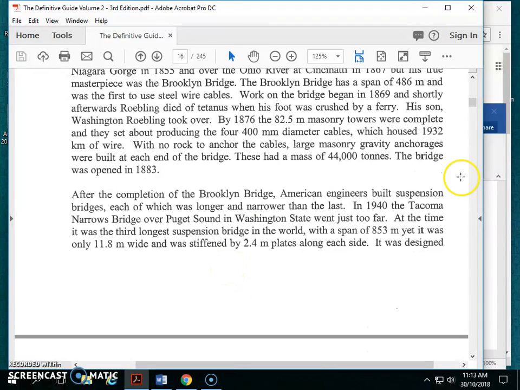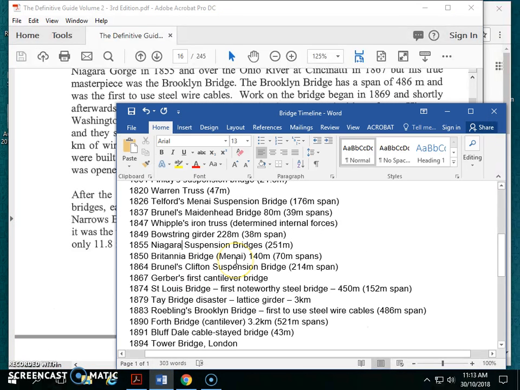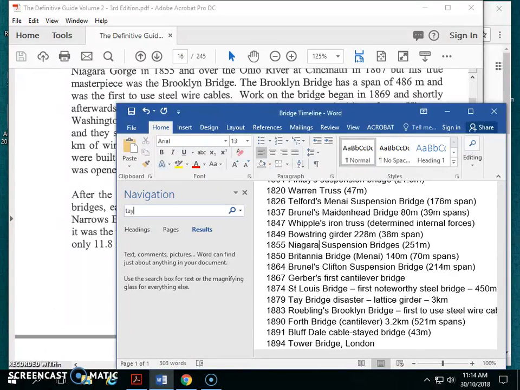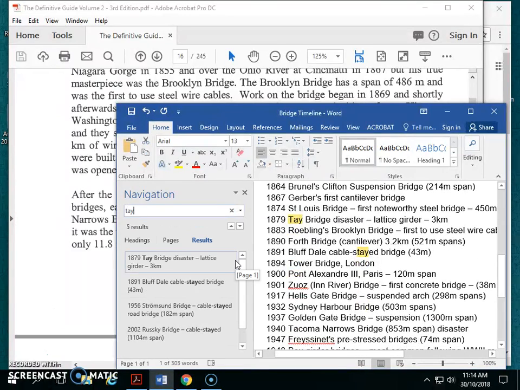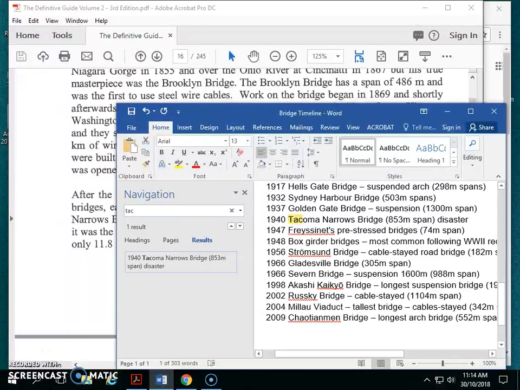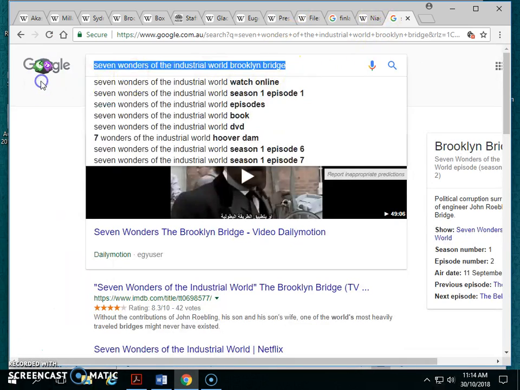And then we have the Tacoma Narrows Bridge over the Puget Sound. I don't know how to pronounce that. But it went just too far. So we talked about the Tay Bridge disaster, which was a lattice girder. Now, that was in beam bridges. And the Tacoma Narrows Bridge disaster. So that was a long bridge. That was 853. So we're really drastically improving. And I'll just quickly show you a video of that again.